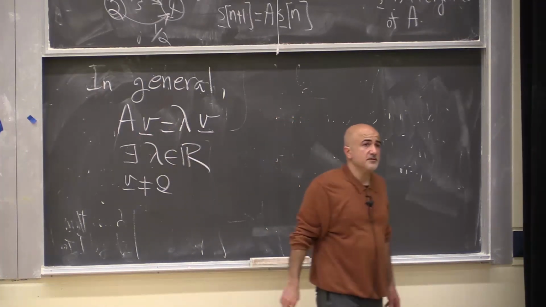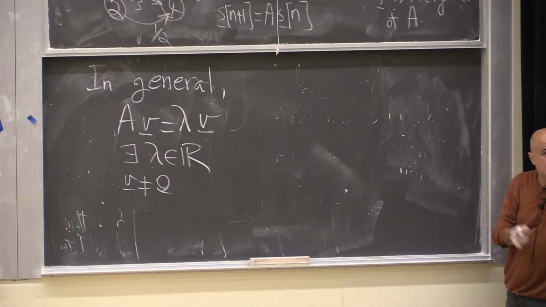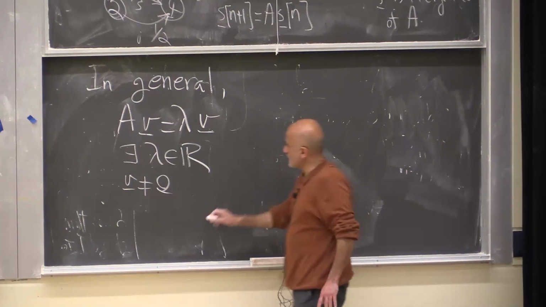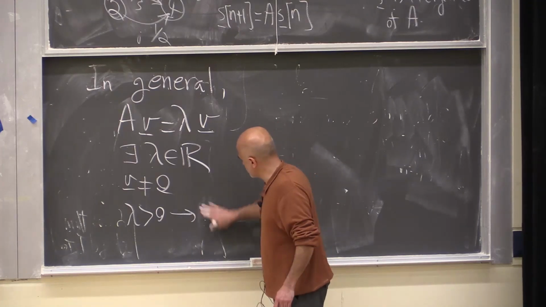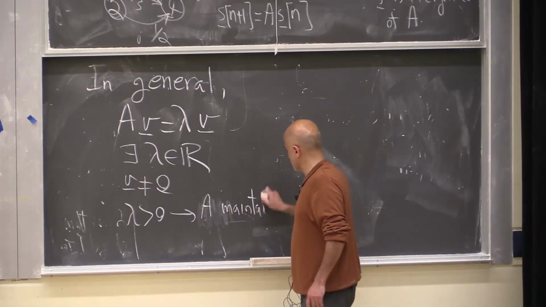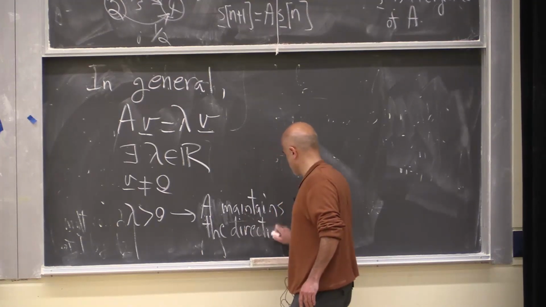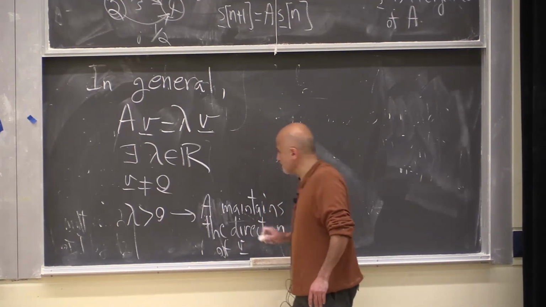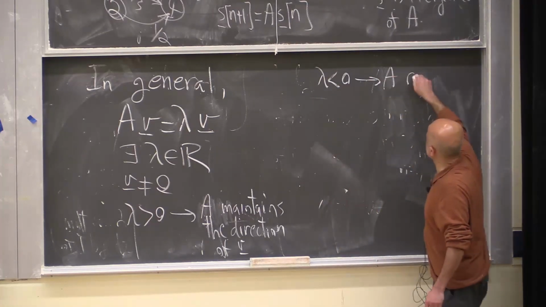Lambda may be positive. If lambda is positive, that means the vector V is maintaining its direction. If lambda is negative, what is the matrix doing to it? It's reversing its direction, right? So for lambda positive, A maintains the direction of V. If lambda is less than 0, A reverses the direction.